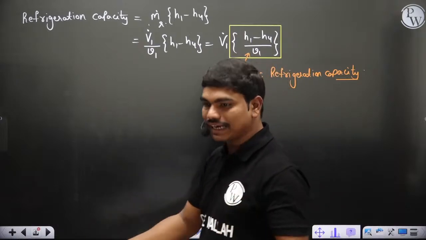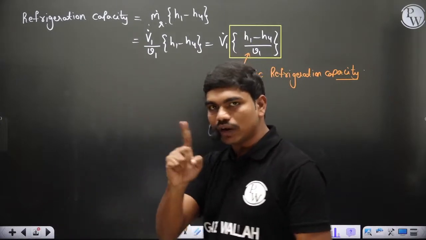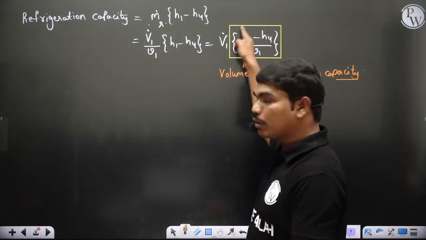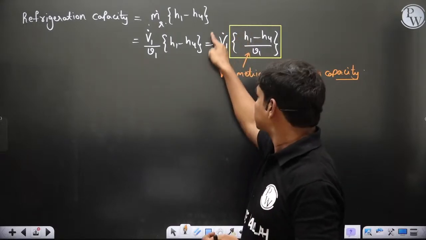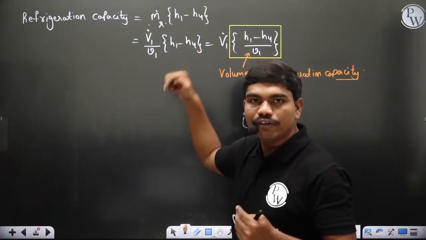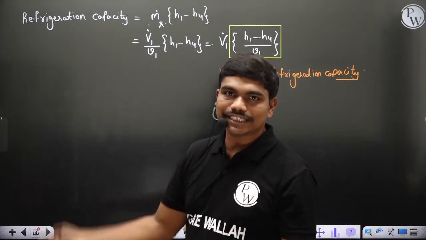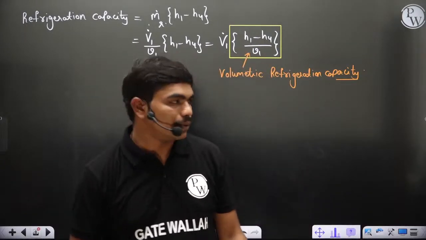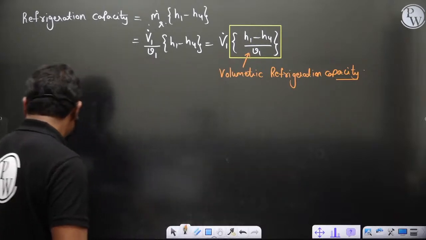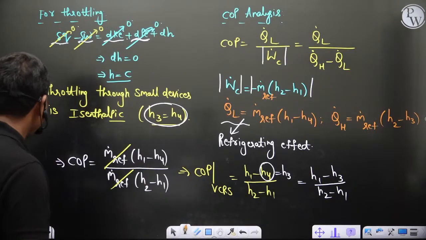Let's say, for example, the demand is 10 tons of refrigeration, and for 1 meter cube per second you have this much amount of refrigeration, then you can decide what should be the flow of refrigerant, V1 dot. If flow is high, then definitely the devices have to be bigger. So this volumetric refrigeration capacity decides the size of the devices in the plant. So this is the calculation. Then COP is done, okay.